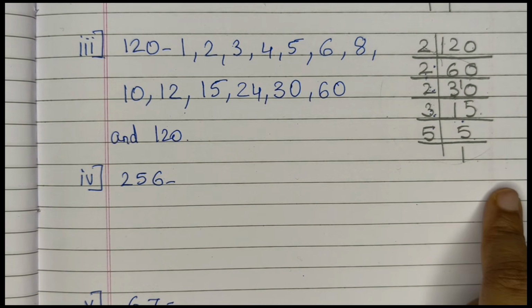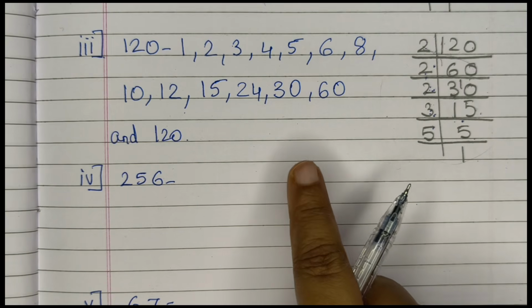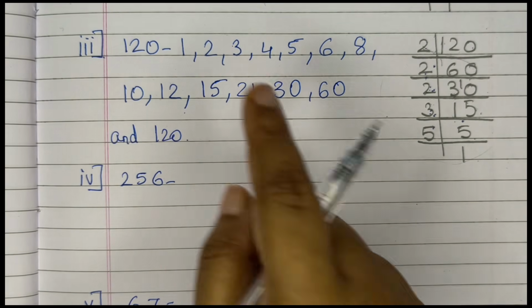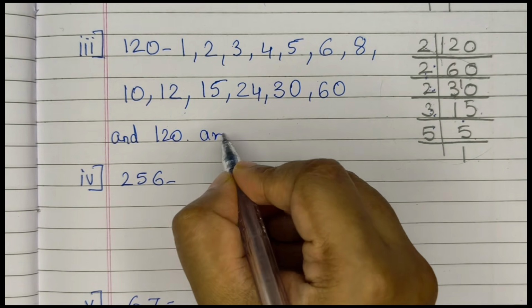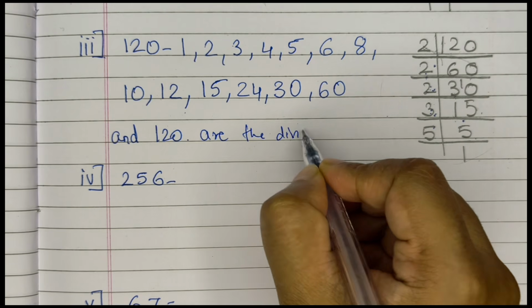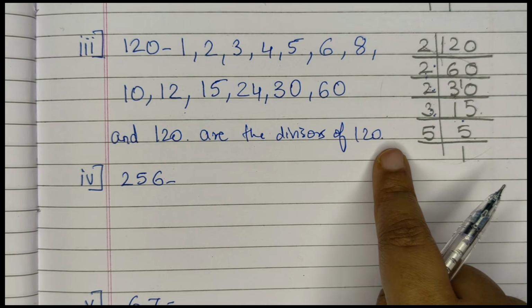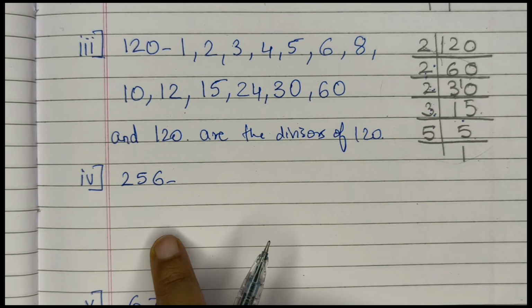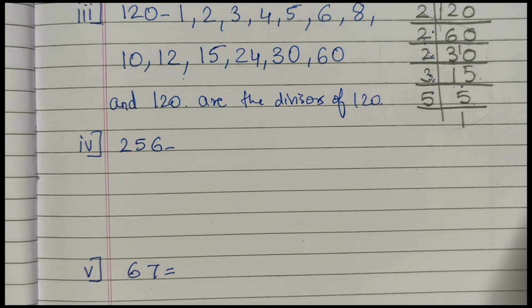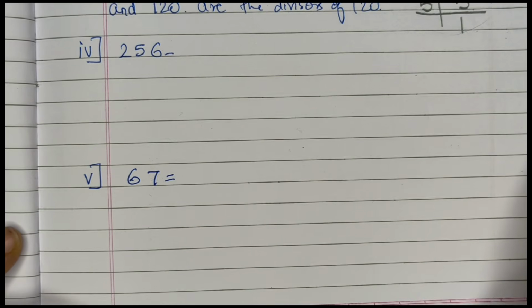So understood why it is necessary to factorize, so that you get each and every divisor of 120. So 1 and 120 are the divisors of 120. Understood? Now see 256. Now same way we are going to factorize 256.